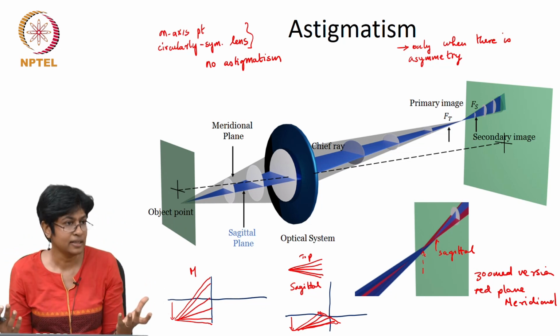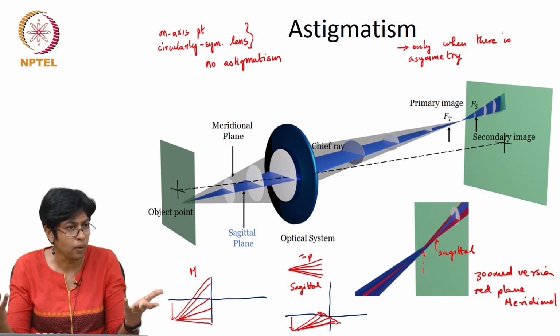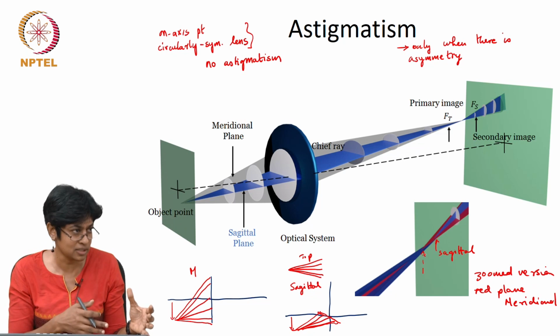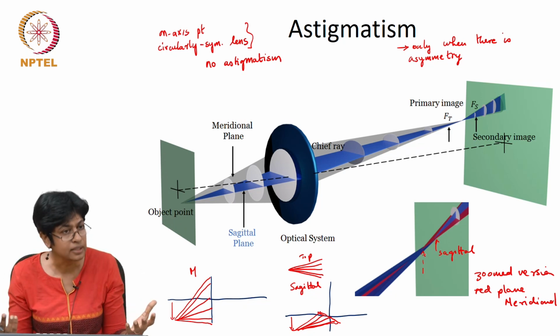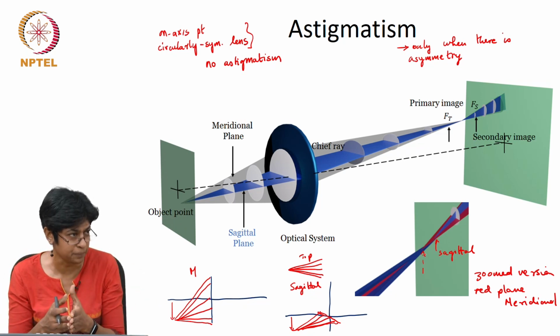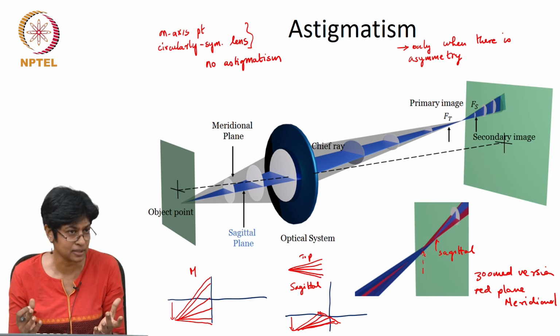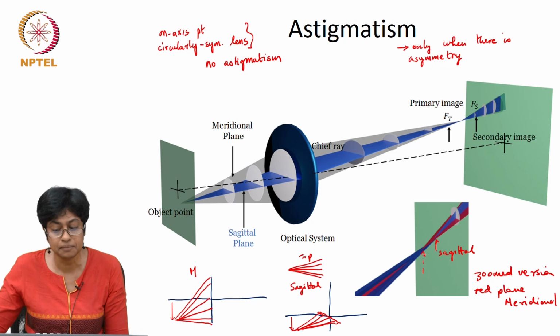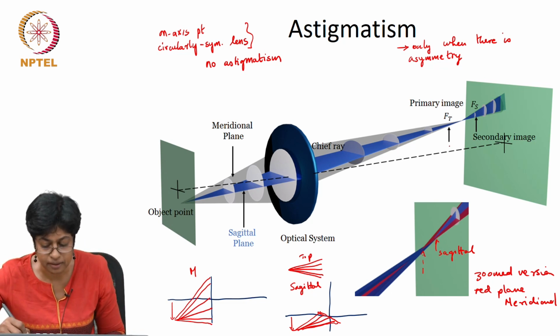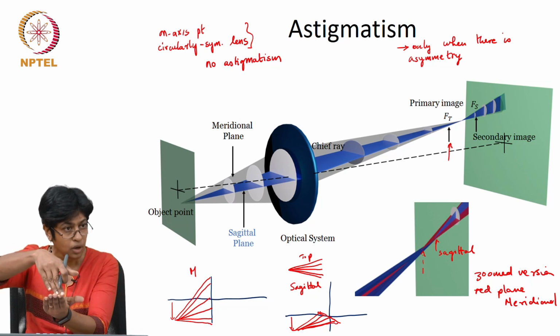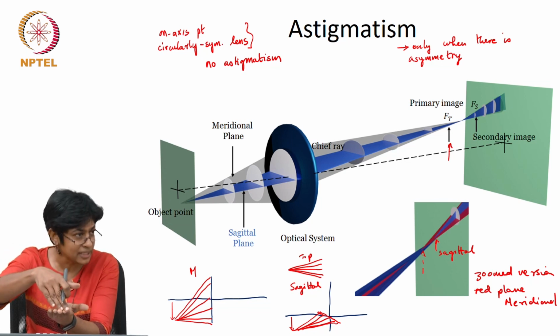Now, ideally, these 2 points should be the same point. And if this was an on-axis point, the focus would be happening at the same point. But because of the asymmetry, this is not happening at the same point. So what does that mean? At this plane, where the tangential rays come to focus, the sagittal rays have not yet come to focus.